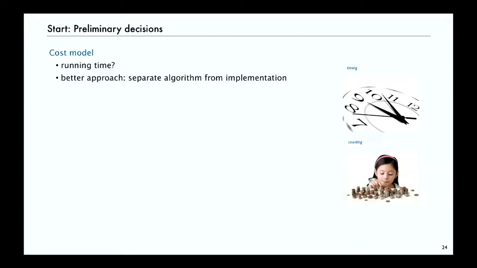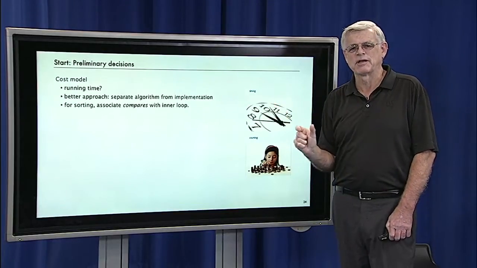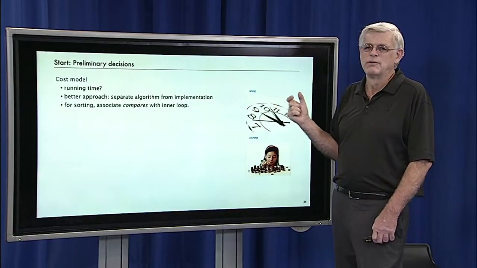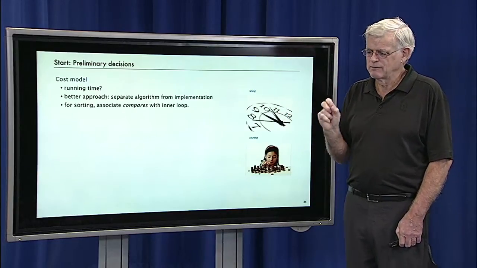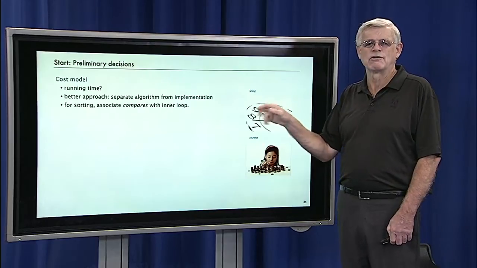So we have to make some preliminary decisions when we're going to study that kind of code. The first thing is the cost model, and the cost we're going to talk about is the running time. But really it's better to come up with an abstraction, so that we're not talking about microseconds or seconds. What we want to do is talk about something abstract. And for a sorting algorithm, what it is, is compares. What the algorithm's doing most often is comparing two items. So let's just count compares.